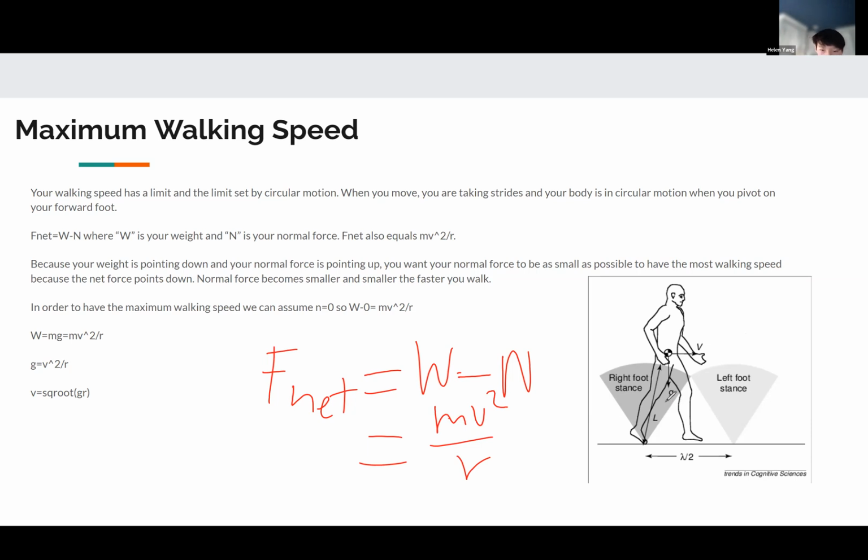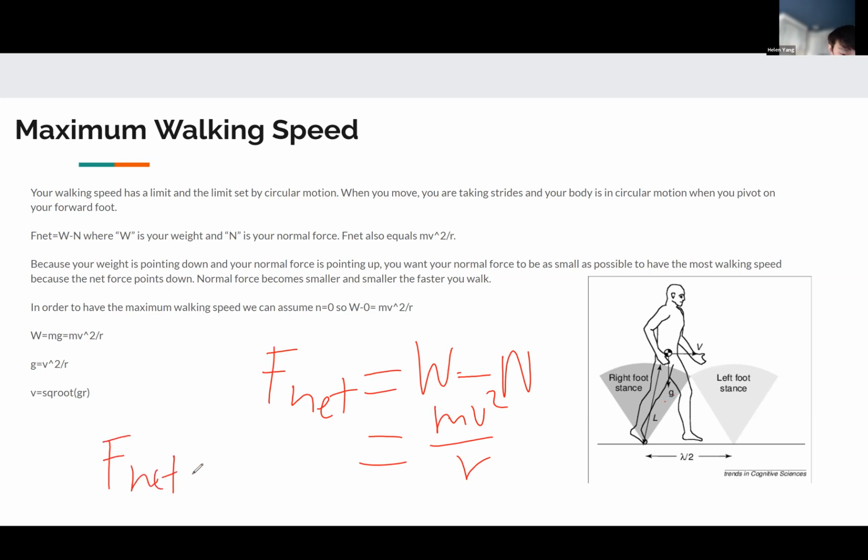So if there's no normal force, then everything's just pointing down, and if the normal force is larger than the weight, then it would be pointing up. That won't work. So in this case, we assume that the normal force would be 0 to have the maximum walking speed.